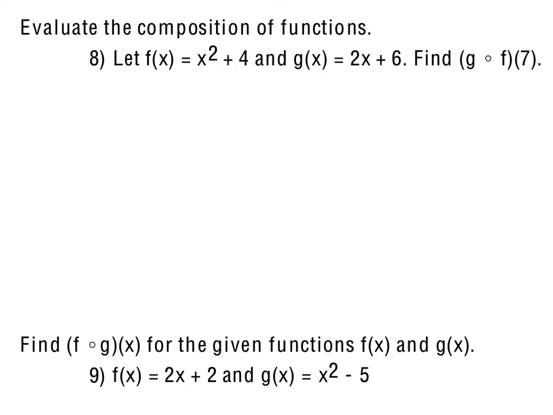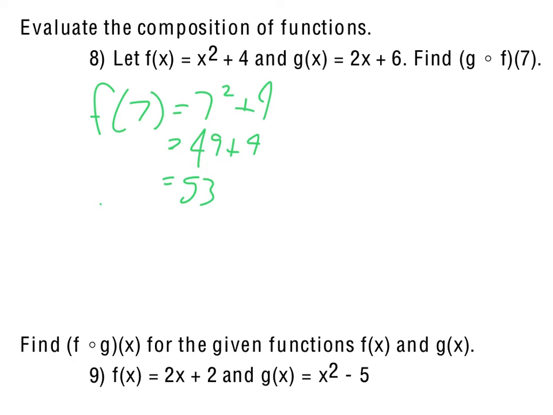For number 8, we're looking at evaluating the composition of functions g of f of 7. So what we can do first is we can find f of 7. So that would be 7 squared plus 4, so 49 plus 4, so we're talking 53. That's f of 7. So g of f of 7, so that's really g of 53.